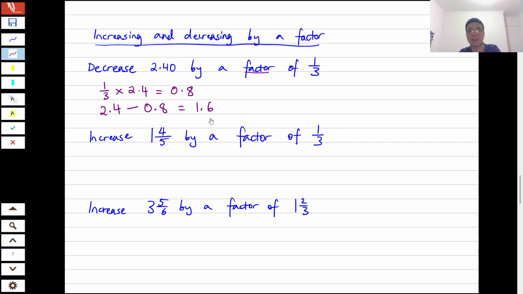Now, it's interesting. The majority of the class was able to do it when the starting point was a decimal. But once we changed it to a fraction, we got a bit lost. I want you to see that it's actually exactly the same calculation. So 1 4/5 is the same as 9/5, converting to an improper fraction. And if you do this calculation, you'll get 9 on 15, and we can divide both the top and the bottom by 3 because there is a common factor of 3, giving us 3/5.